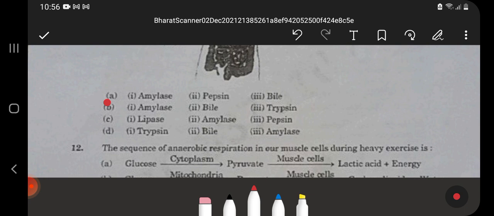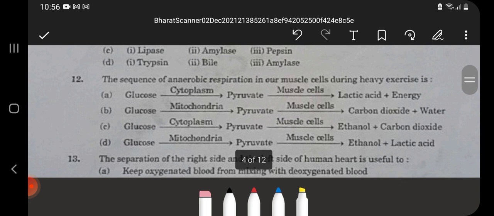Next, 12th question. The sequence of anaerobic respiration in our muscle cells during heavy exercise is... Answer is A: glucose gives pyruvate in the cytoplasm, and pyruvate gives lactic acid plus energy in the muscle cell.